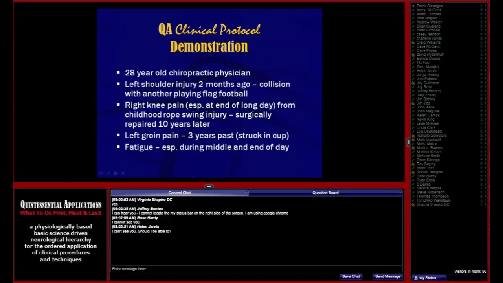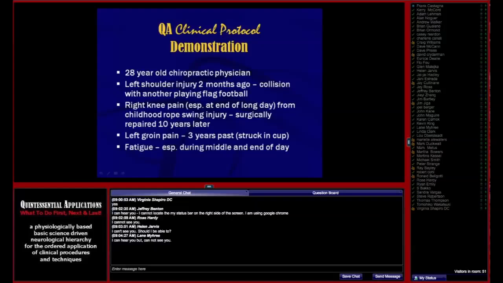So our subject is a 28-year-old chiropractic physician, Dr. Andrew Leverone, who practices in St. Petersburg, Florida, and is studying quintessential applications. He had a left shoulder injury a couple of months ago, a collision with another player while playing flag football, and he's just told me today he had an injury to his right shoulder this past week doing some arm wrestling with someone. He has right knee pain, especially at the end of a long day or when squatting, and we'll demonstrate that, from a childhood rope swing injury that was surgically repaired 10 years later.